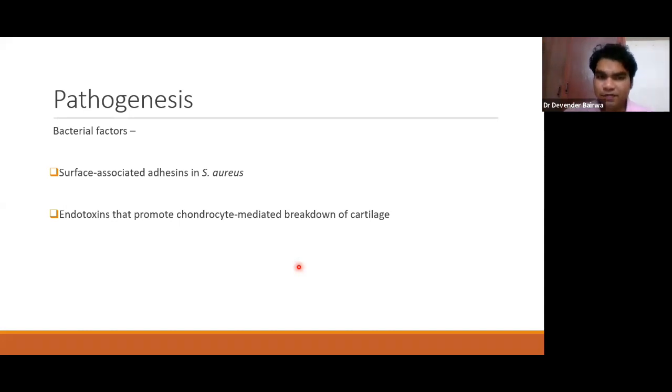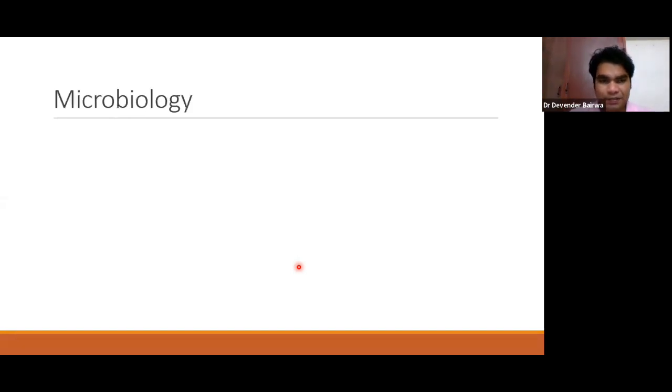Some bacterial factors which promote septic arthritis include the surface associated adhesin in staph. This surface associated adhesin helps Staph aureus bind to cartilage, or there can be production of various kinds of endotoxins by mostly gram-negative bacilli, which can lead to breakdown of the cartilage. So all these will favor septic arthritis.